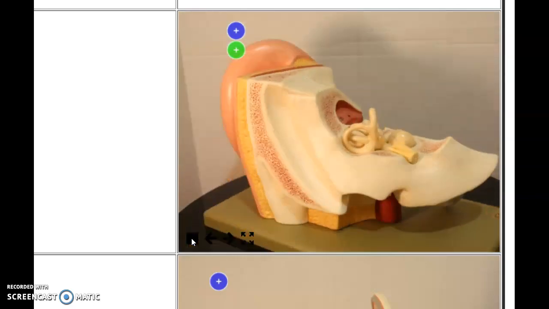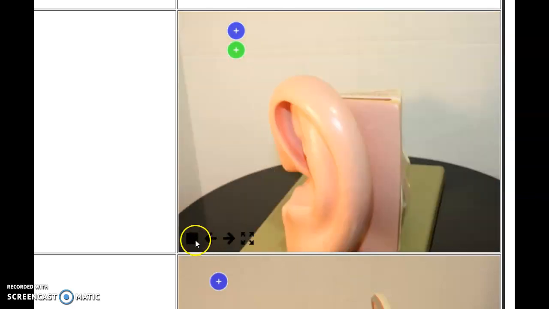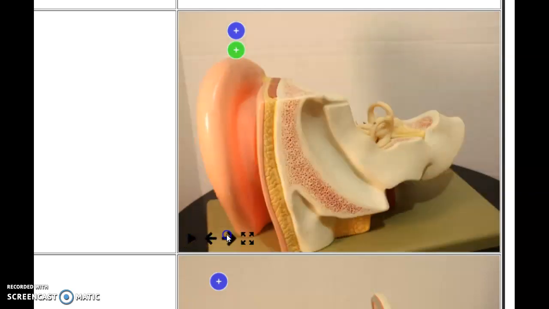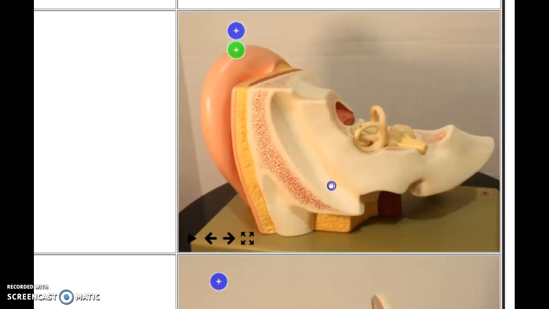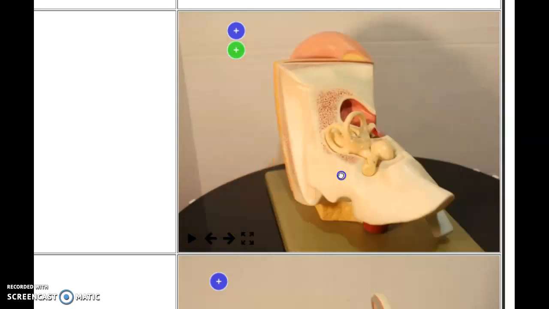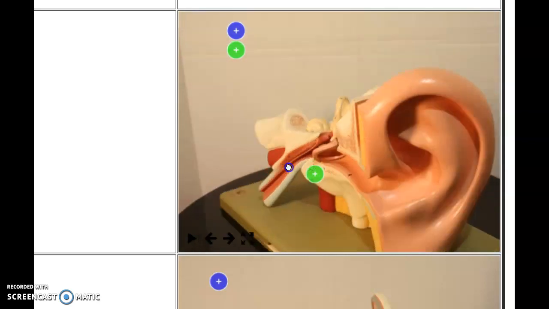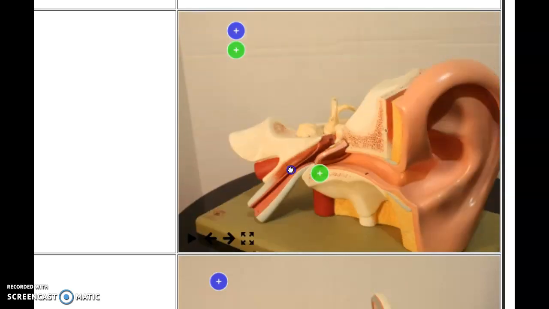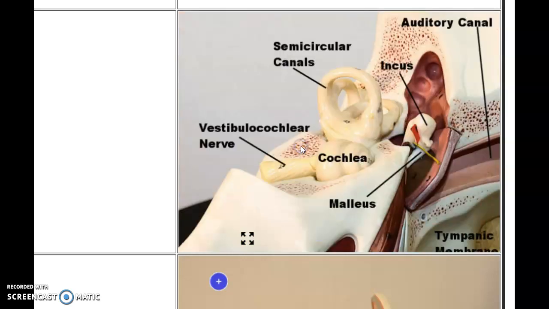Yes, I learned not to use the black base for the turntable on this. You can scroll left and right. There's expand. This lets you rotate, and both of the plus signs actually ended up in the right place. So these are the hot links to give you the close-up of the cochlea. And I just want to point out the stapes is missing right there.